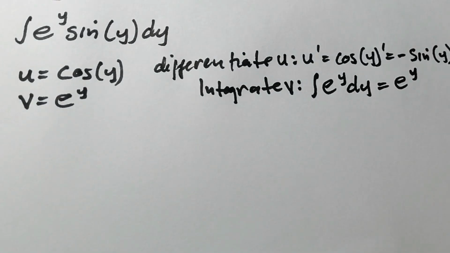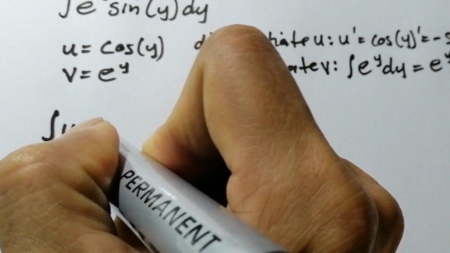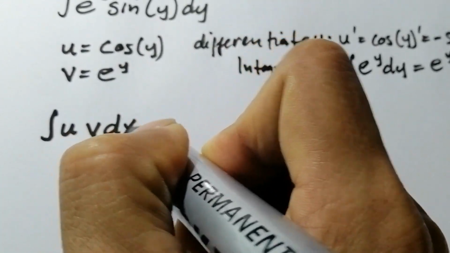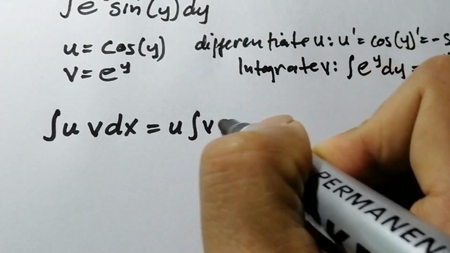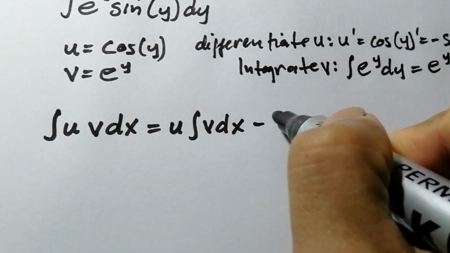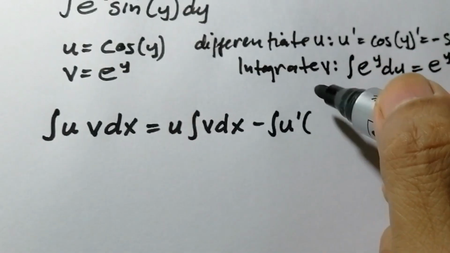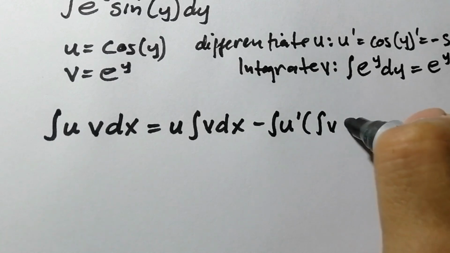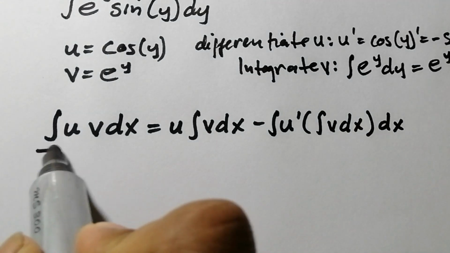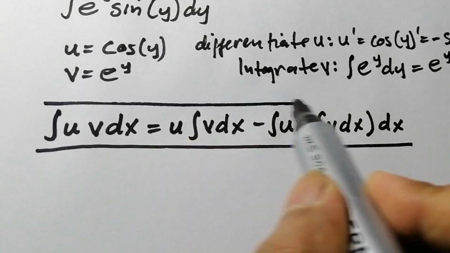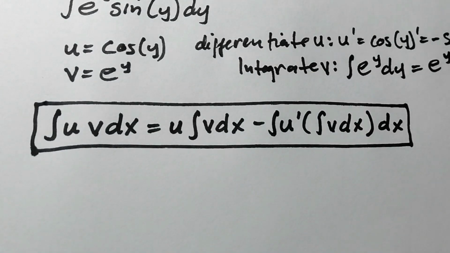Now we put them all together using this formula. The formula is the integral of u times v dx is equal to u times the integral of v dx, minus the integral of u prime times the integral of v dx times dx. This is the formula that we are going to use so that we can separate each part of the integral.